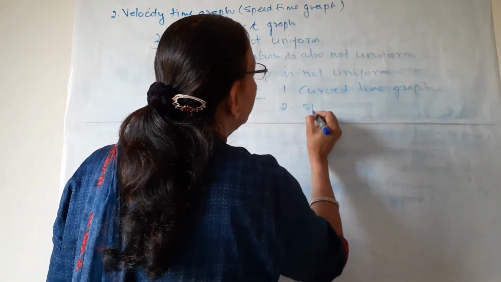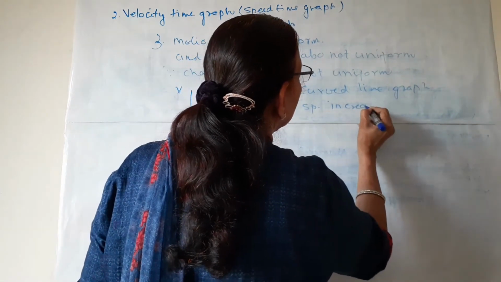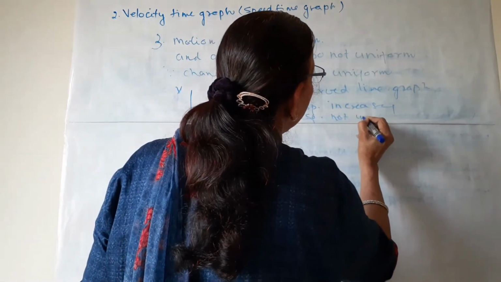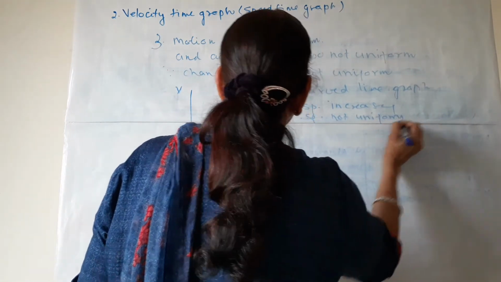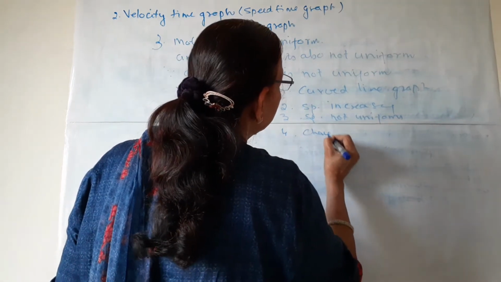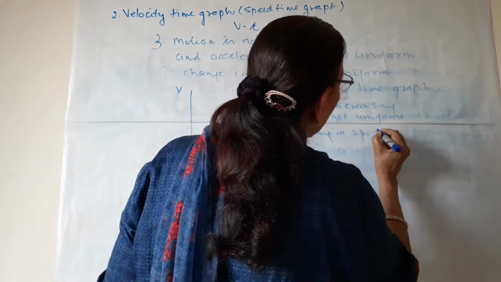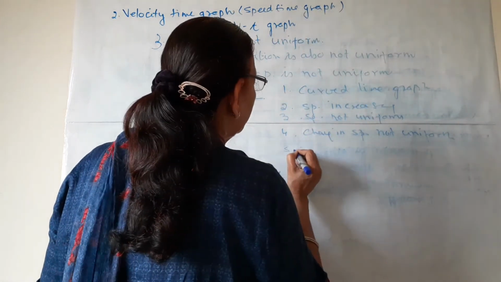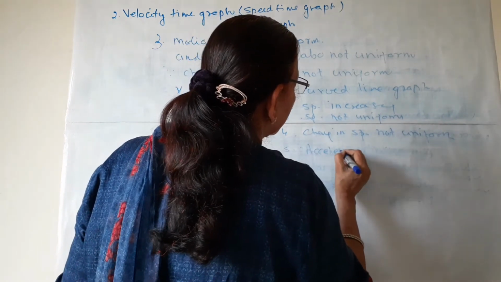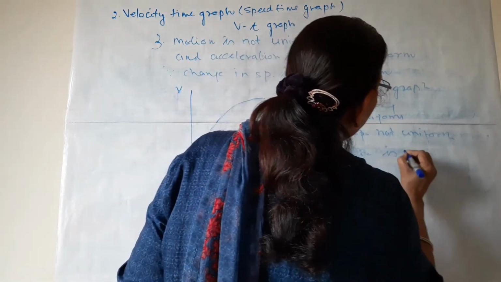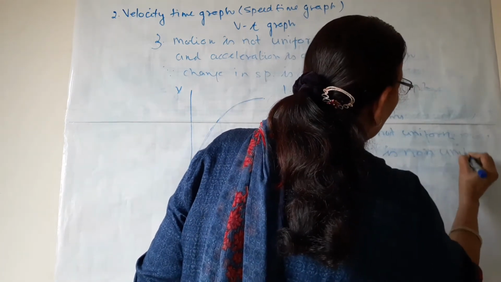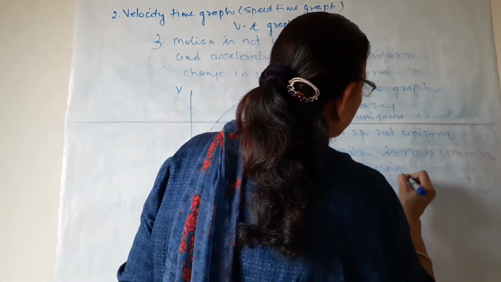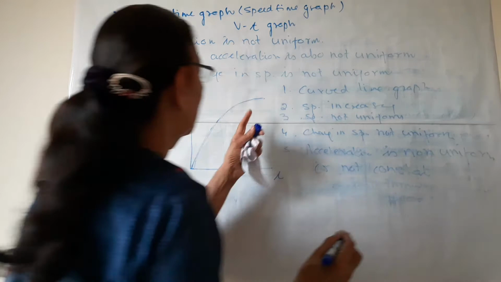Second, speed increasing. Third, speed not uniform. Fourth, change in speed not uniform. Acceleration is there, but acceleration is not uniform or not constant. So this is the case with this type of graph.